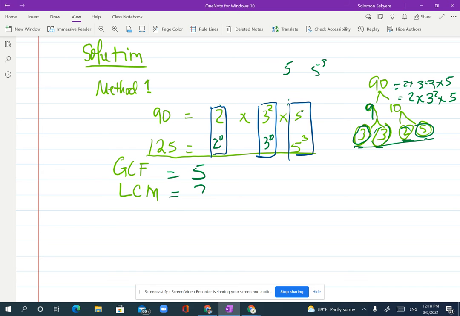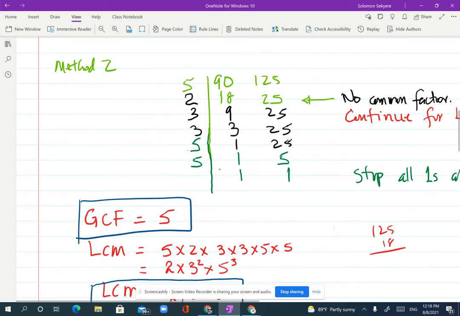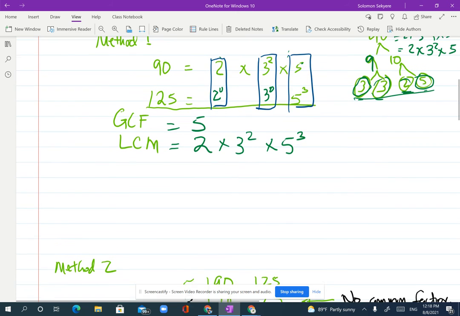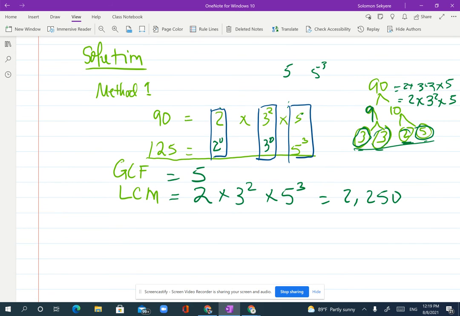So I pick 2. I'm not going to throw anything away. Then I pick 3 squared, and I come over here and I pick 5 cubed. And that is my LCM. If I multiply, I think I get 2,250. So this is my LCM, and that's my GCF. There is nothing here, which is the same as writing 2 to the power 0 there.